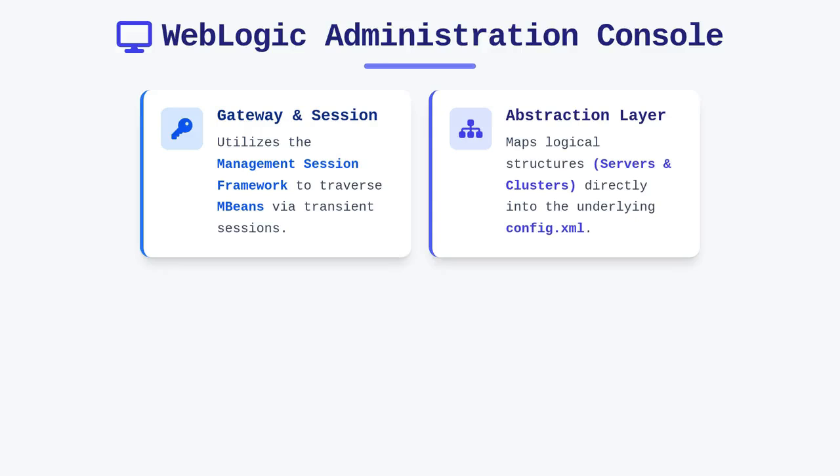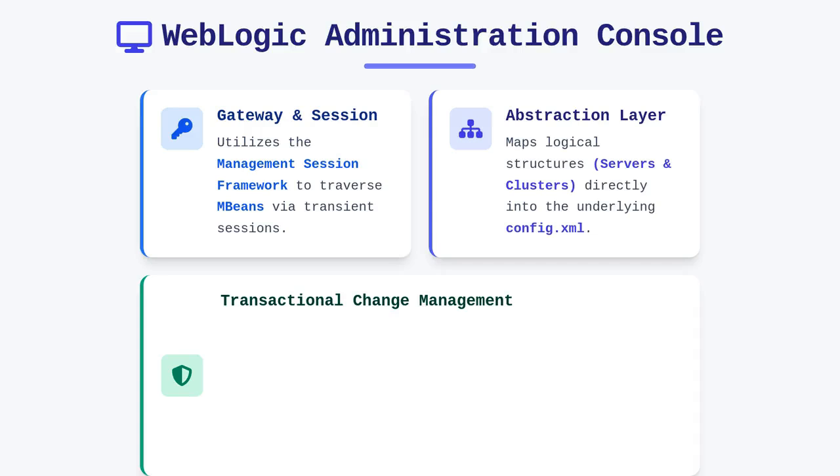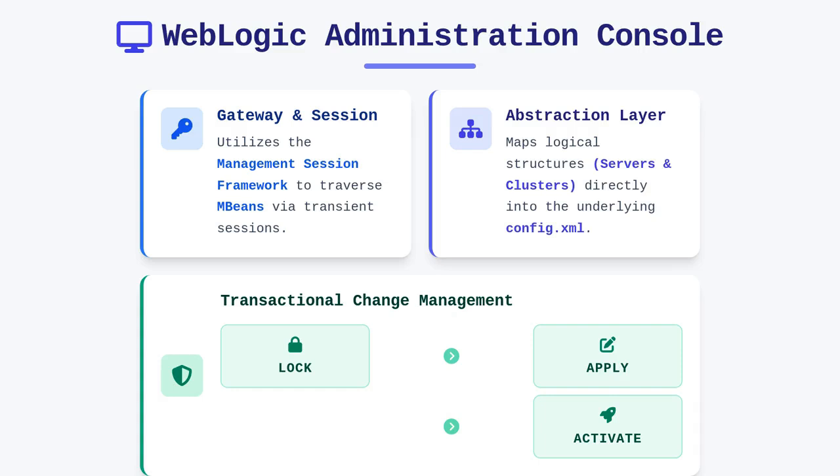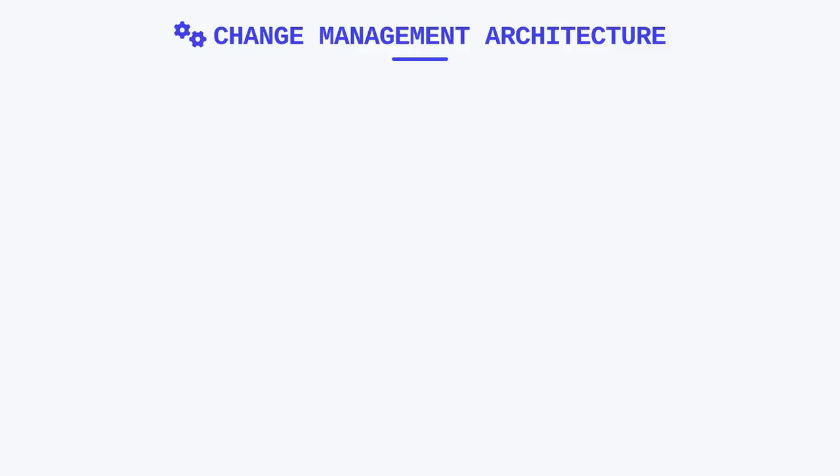To maintain integrity, WebLogic enforces a strict change management architecture that prevents conflicting modifications. When you begin to edit settings, you are effectively initiating a transactional process that requires you to lock the configuration, apply your desired changes, and then activate the pending modifications. This change management architecture is non-negotiable and fundamental to the stability of an enterprise server.